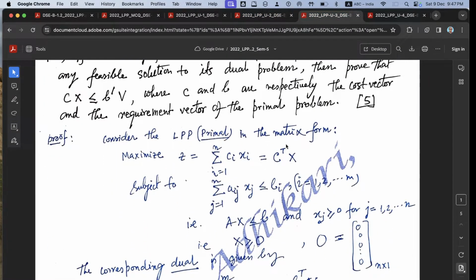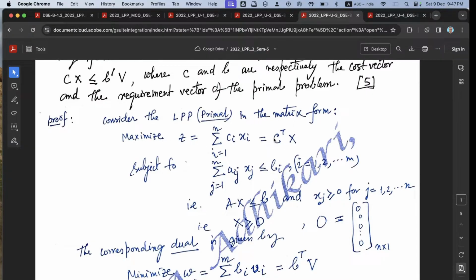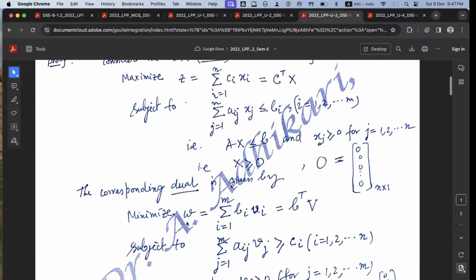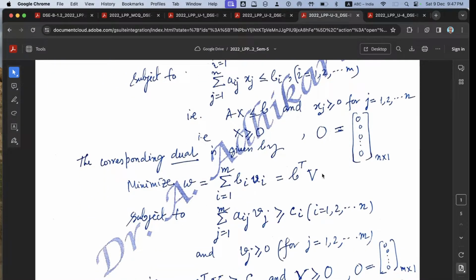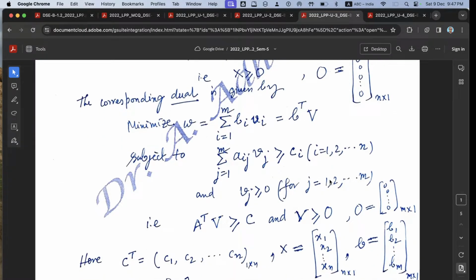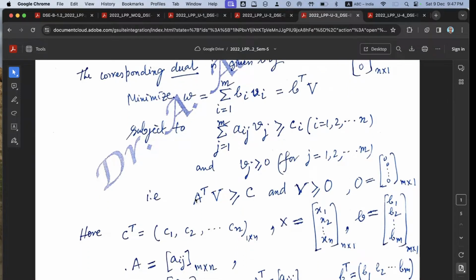Here consider the primal LPP in matrix form. Maximize Z equal to C transpose X, subject to AX less than or equal to B, and capital X greater than or equal to the null column vector of size n by 1. The corresponding dual problem is minimize W equal to B transpose V, subject to the sum over j from 1 to m of Aij Vj greater than or equal to Ci for i from 1 to n, and Vj greater than or equal to 0 for j from 1 to m. That is, A transpose V greater than or equal to the vector C and V greater than or equal to the zero vector.